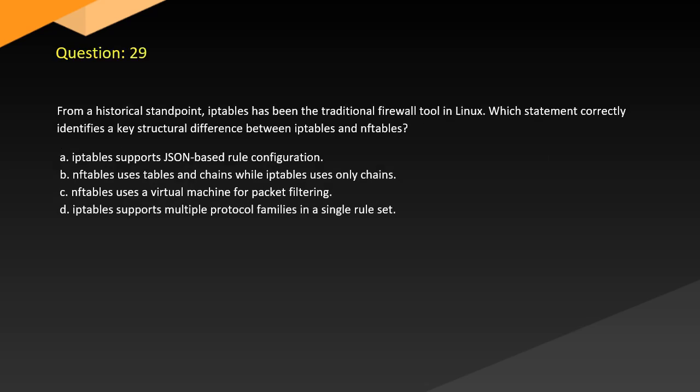Question 29. From a historical standpoint, iptables has been the traditional firewall tool in Linux. Which statement correctly identifies a key structural difference between iptables and nftables? A. iptables supports JSON-based rule configuration. B. nftables uses tables and chains while iptables uses only chains. C. nftables uses a virtual machine for packet filtering. D. iptables supports multiple protocol families in a single rule set.